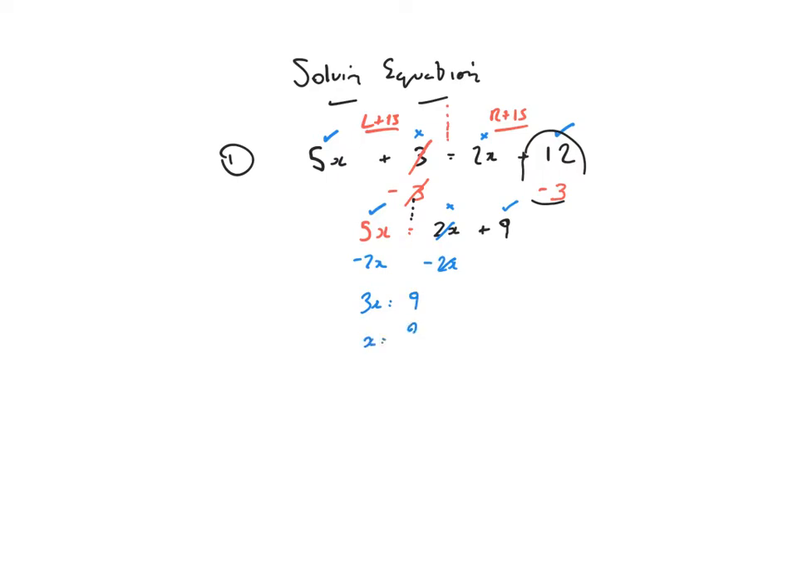I then bring the 3 down, divide, and it's 9 divided by 3, and x is equal to 3. Okay, let's just go over that again.